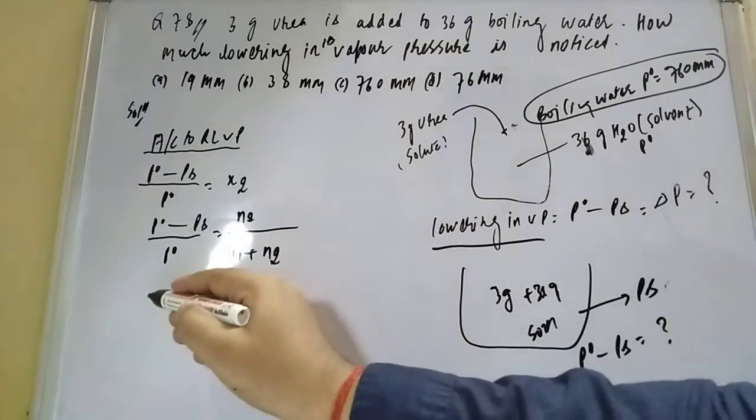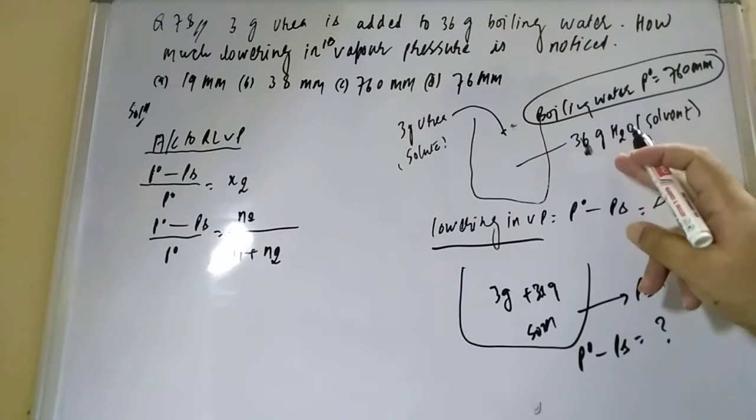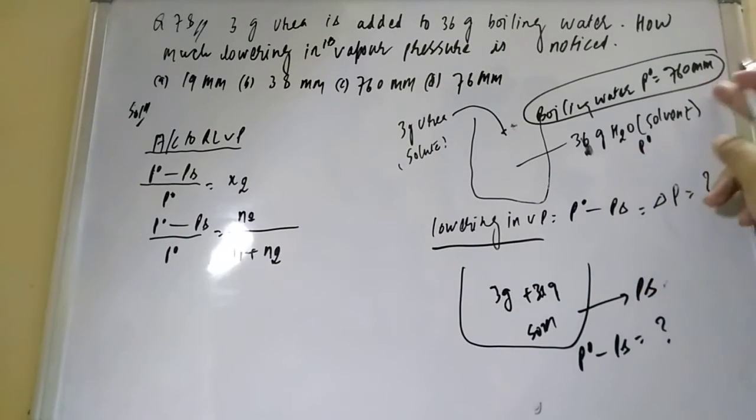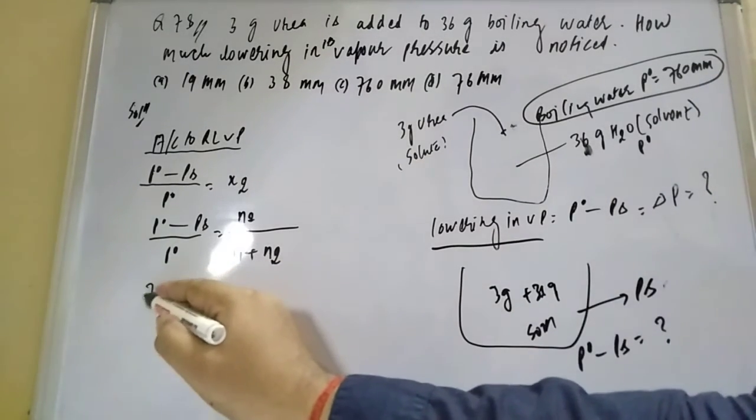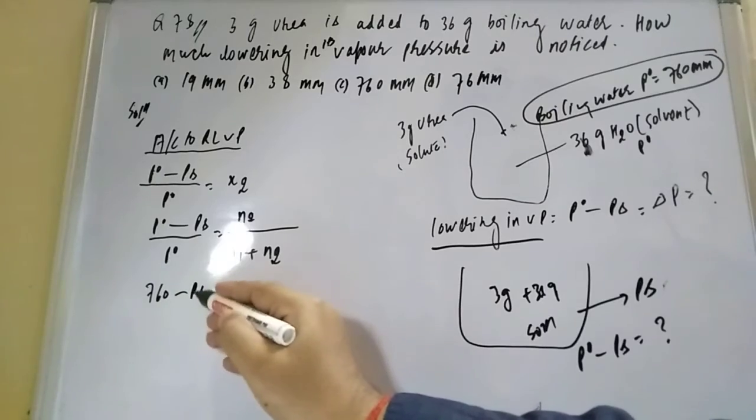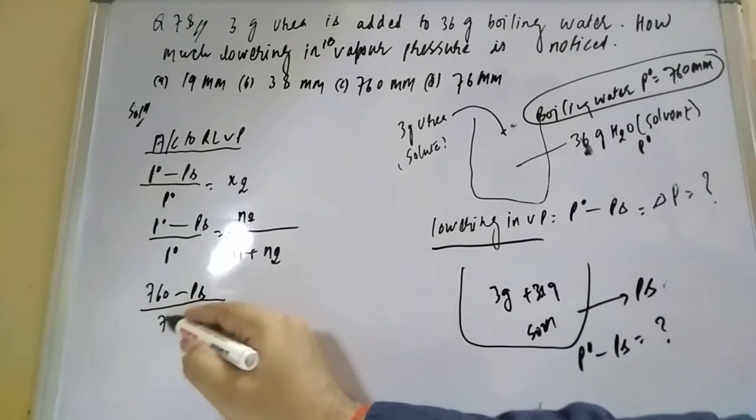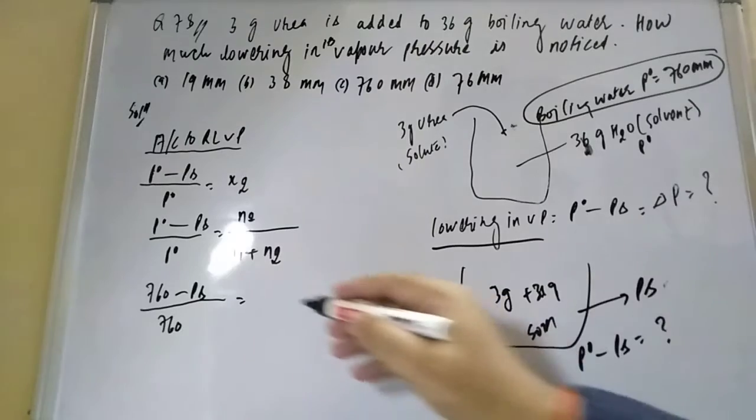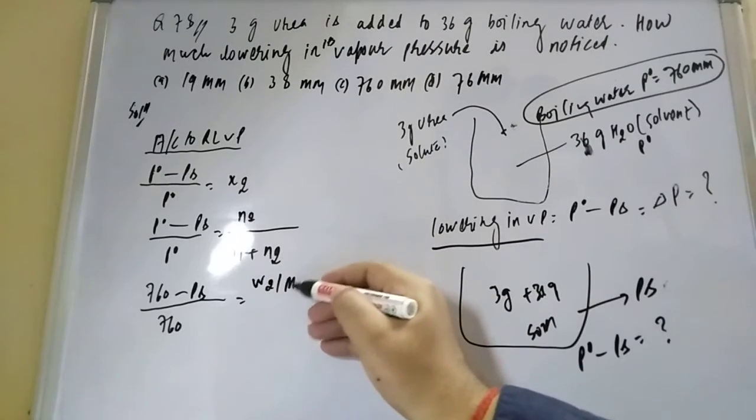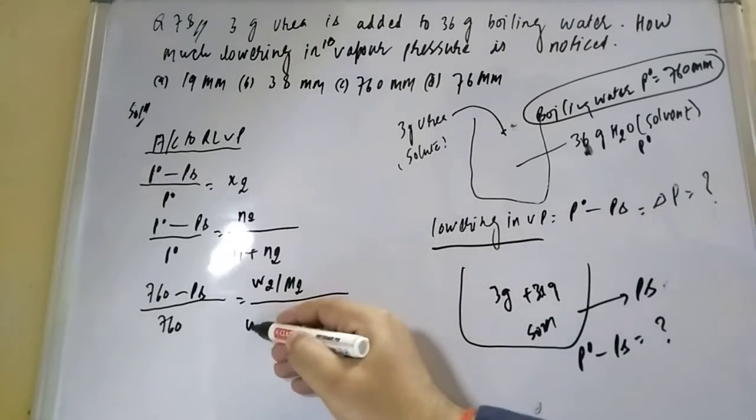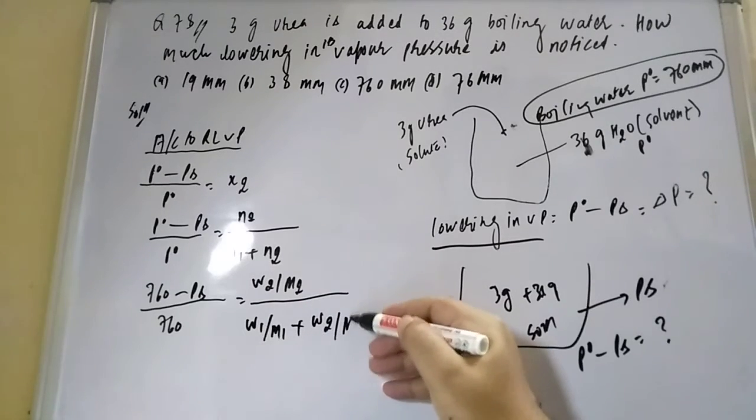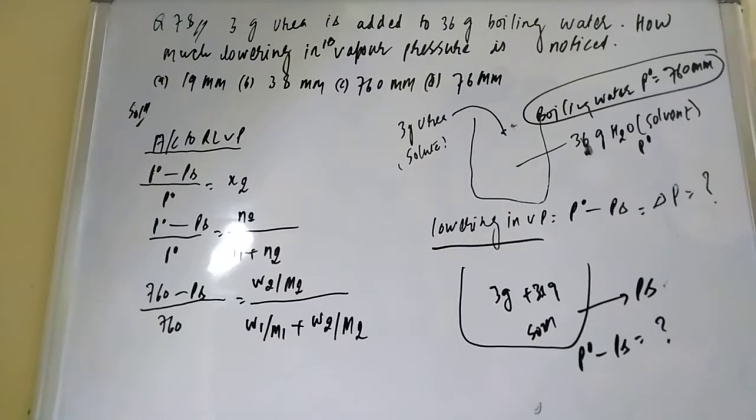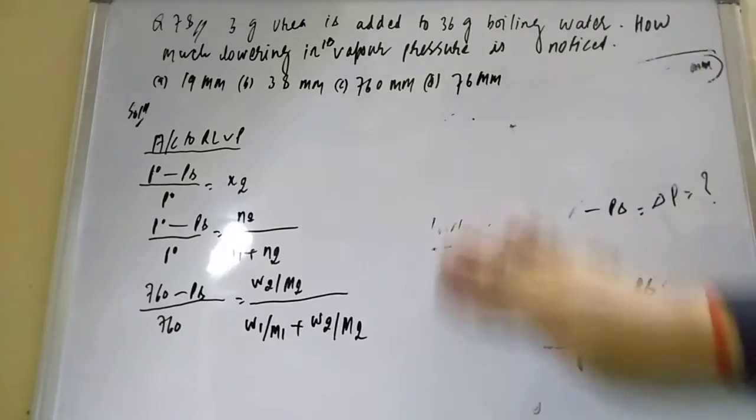Next, P naught is given, student. You can write P naught 760, because at boiling, vapor pressure is equal to atmospheric pressure. So (760 minus Ps) divided by 760 equals N2. N2 means W2 upon M2, divided by W1 upon M1 plus W2 upon M2. Now you solve here.